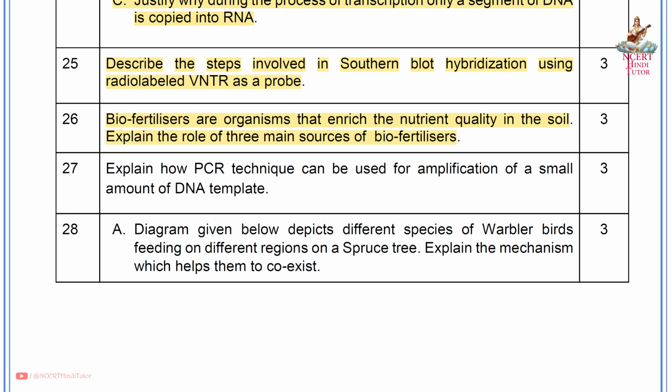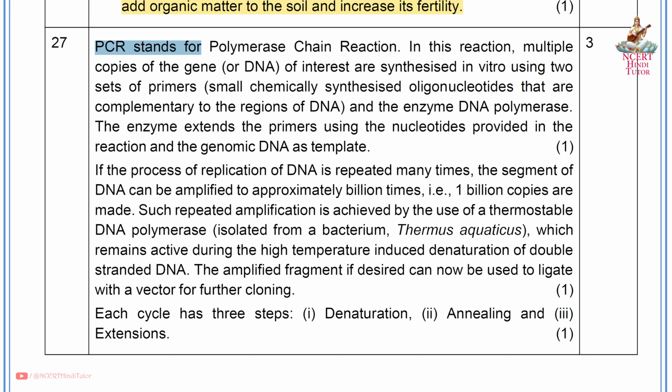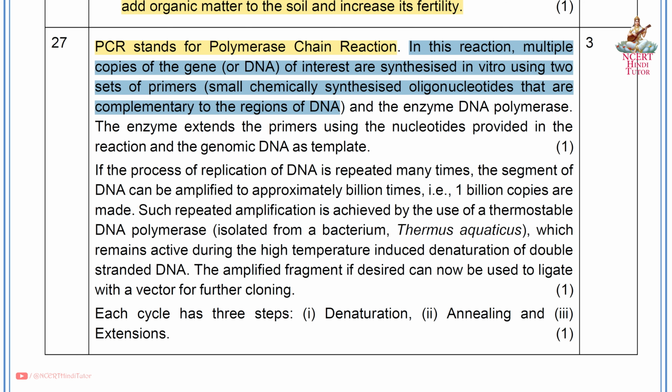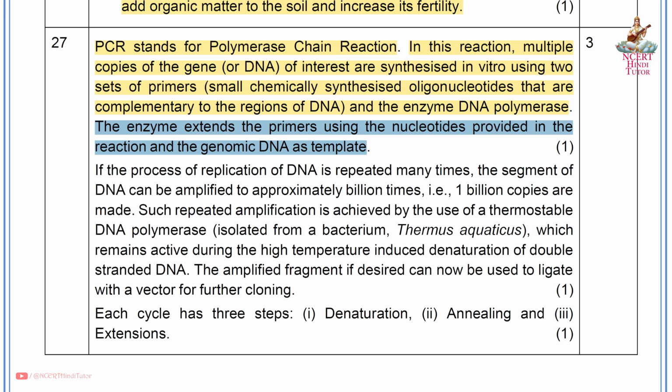Question 27. Explain how PCR technique can be used for amplification of a small amount of DNA template. Answer. PCR stands for polymerase chain reaction. In this reaction, multiple copies of the gene or DNA of interest are synthesized in vitro using two sets of primers, that is, small chemically synthesized oligonucleotides that are complementary to the regions of DNA, and the enzyme DNA polymerase. The enzyme extends the primers using the nucleotides provided in the reaction and the genomic DNA as template.